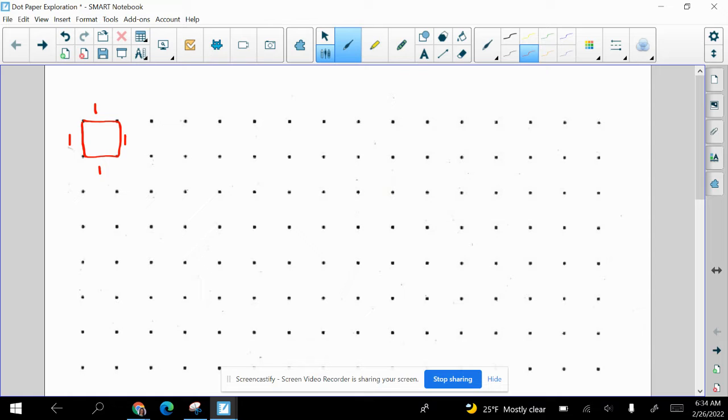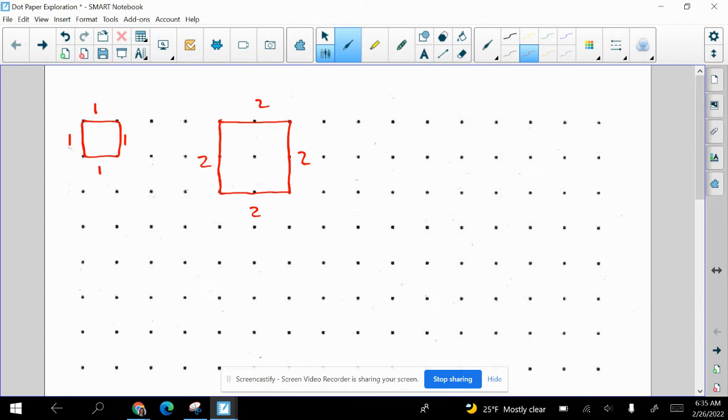The next square had a perimeter of 8. So that means that the total length of the border should be 8. So I need to go 2 in each direction. So 1, 2, 3, 4, 5, 6, 7, 8. So each length is going to be 2.